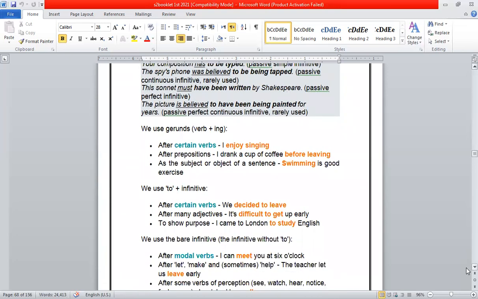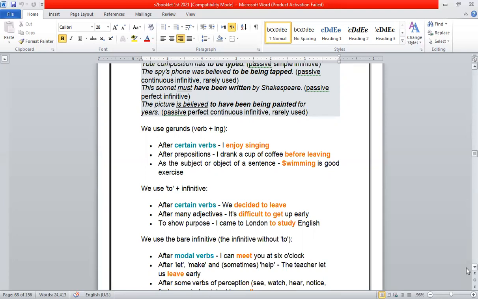We use gerunds, verb plus ing, like that. After certain verbs, like what? We have certain verbs that must be followed by gerunds, like I enjoy singing, so enjoy must be followed by a gerund. After prepositions, I drank a cup of coffee before leaving. So here we have the word before. We use ing after the word before: leaving.